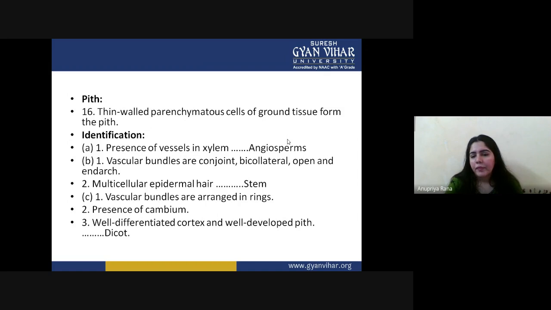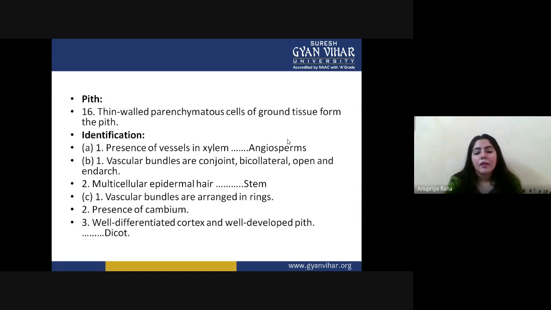Now the vascular bundle, you already studied, will be conjoint, bicollateral, open and intact. This is the feature of the vascular bundle. Just write these four terms and anybody will know that you know how the vascular bundle of the dicot stem looks or functions. Next point here, multicellular epidermal hairs. This is also not common. Having multicellular epidermal stem hairs is also a specific feature of the dicotyledon stem.